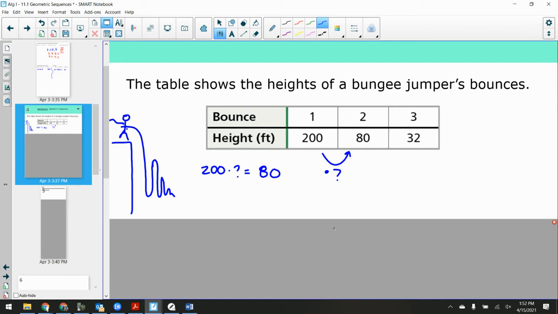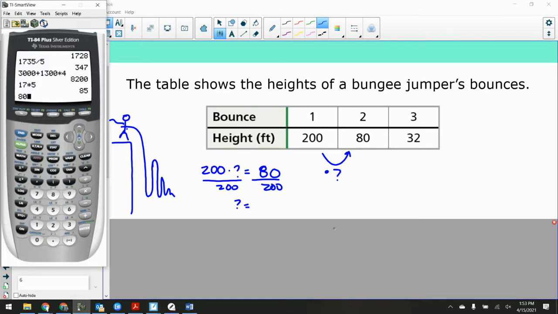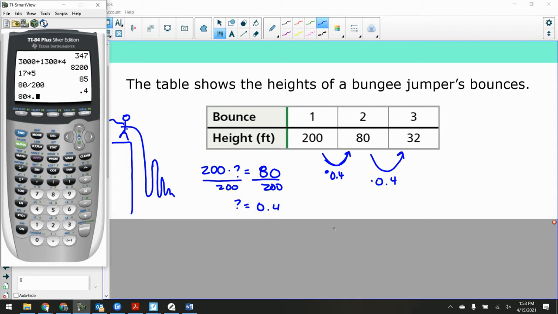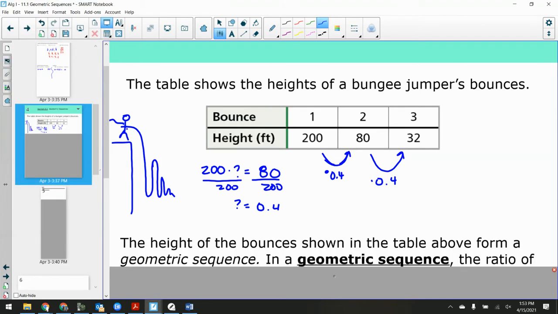How do I solve for that question mark? I divide over to the other side. So this question mark is really going to be 80 divided by 200, which is 0.4. So I can remove the question mark and say, okay, now I know what this thing is. Now I know that I'm multiplying by 0.4. What I have to check to see is, does that pattern continue? Let's check it. If I take 80 and I multiply it by 0.4, does that get me 32? Yes. So a pattern where you are continually multiplying is what's called a geometric sequence.